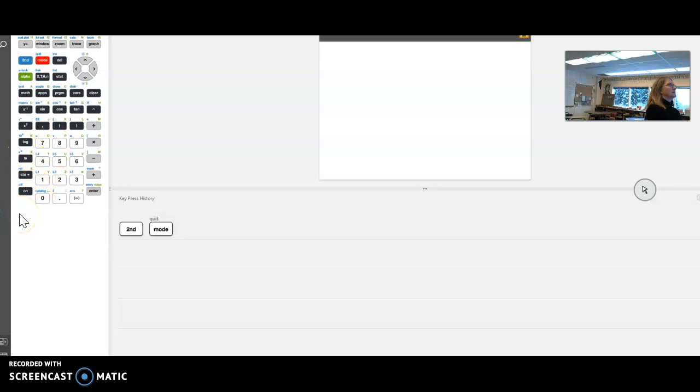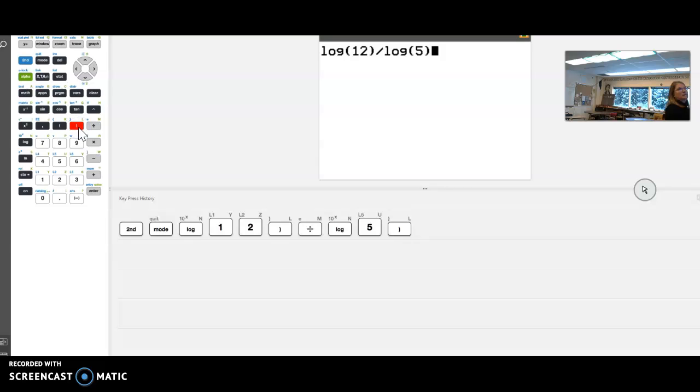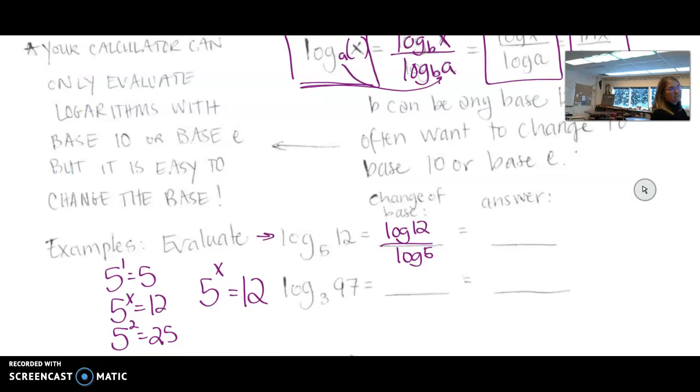So we're going to type in log of 12, and here's something you got to really pay attention to. You need to end the parentheses there, because that's the end of the argument. And then we're going to divide that by log of 5, and when you hit enter, you get 1.54395. So what we just found is the answer to this question right here, 5 to what power is equal to 12.